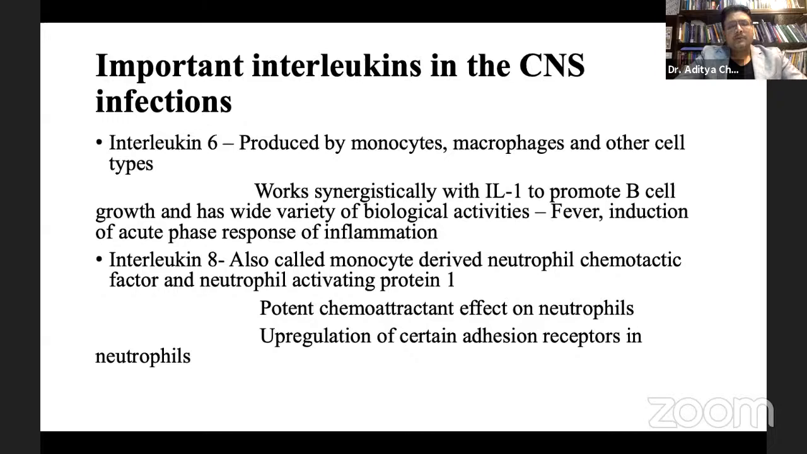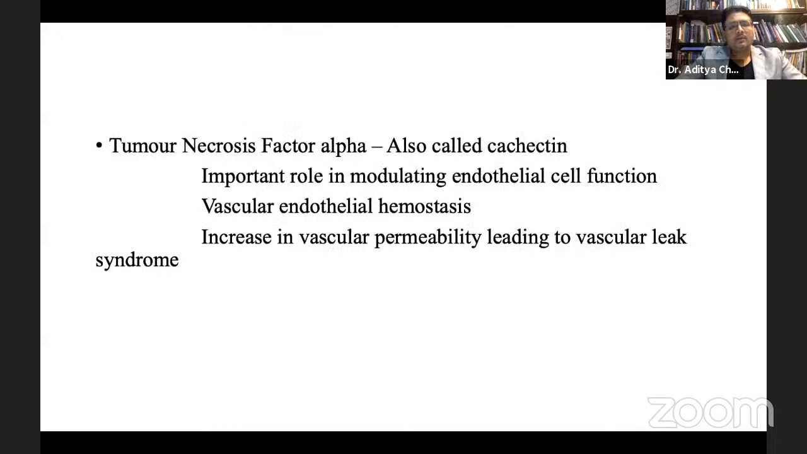So interleukin 6 is produced by the monocytes and macrophages, and they work synergistically with interleukin 1 to promote B cell growth and have a wide variety of biological activities, which include fever, and the induction of acute phase response of inflammation. Interleukin 8, which is also called the monocyte derived neutrophil chemotactic factor, has a potent chemoattractant effect on the neutrophils, and leads to some upregulation of adhesion receptors in the neutrophils. The third interleukin I was talking about is tumor necrosis factor alpha, which is also called cachectin, and it has an important role in modulating the endothelial cell functions.